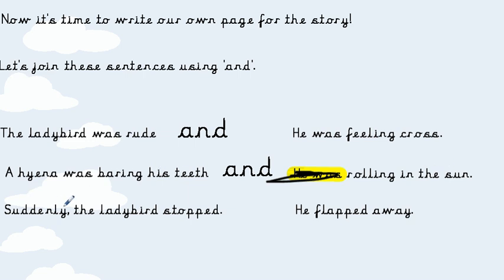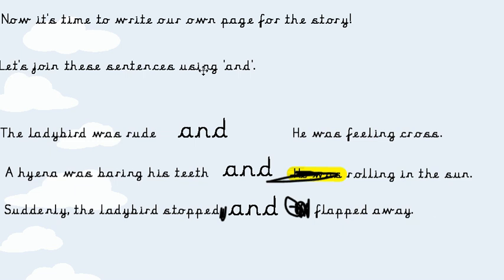Suddenly, that's a great sentence starter, isn't it? Suddenly, the ladybird stopped. He flapped away. So, let's get that conjunction and in there to make my sentence fantastic. Suddenly the ladybird stopped, and I can get rid of that full stop because I'm adding these 2 sentences together. I don't need that anymore. Suddenly the ladybird stopped, and I'm going to get rid of that pronoun. Don't need that anymore. Suddenly the ladybird stopped and flapped away.